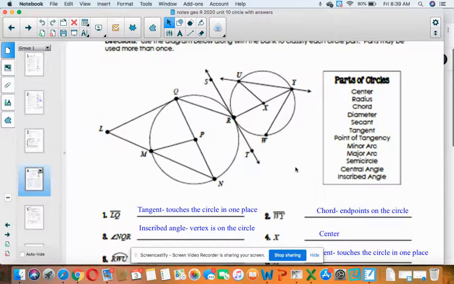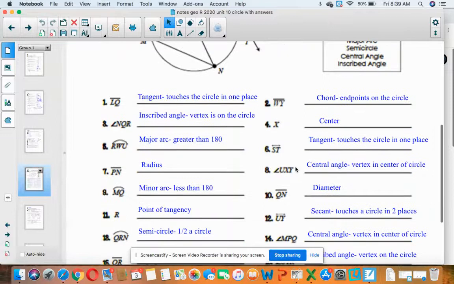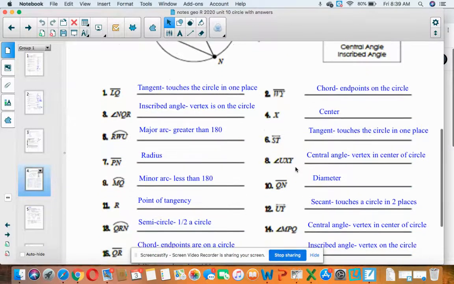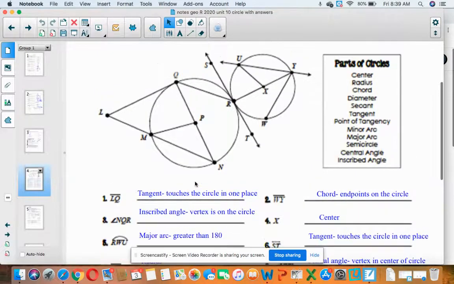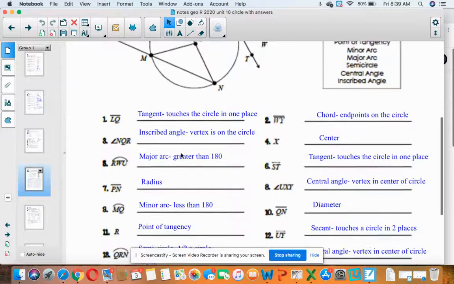Circles aren't necessarily hard, it's just a lot of new stuff, a lot of new vocabulary, new rules, but you'll have your rule sheet, so it should not be too bad. Arc QRN is exactly 180 degrees, so we refer to that as a semicircle. QRN, see how I start at Q, I go to R, and then I go to N. It's a semicircle. It's half of a circle.